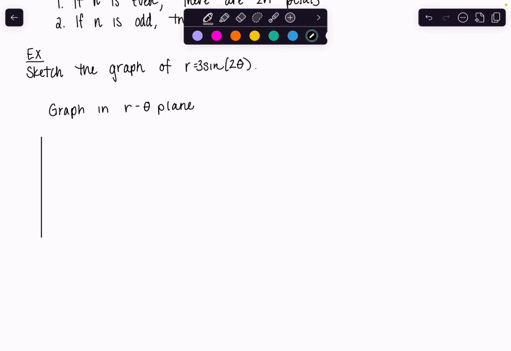So if we were to graph 3 sine of 2 theta, our theta is replacing x, and then r is replacing y. That 3 out front is that amplitude. And remember, this alters the period, okay? So the period of this sine curve is 2 pi over b. Well, in that case, my b value is 2, so my period is going to be pi, okay? And again, this is a rose curve. Because b is equal to 2, the result will be a rose curve with 4 petals.